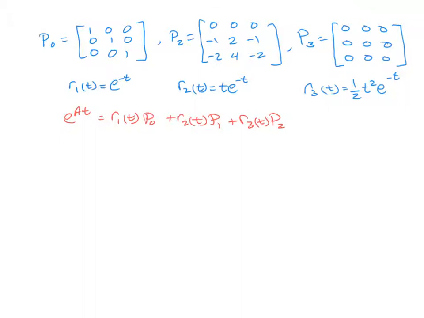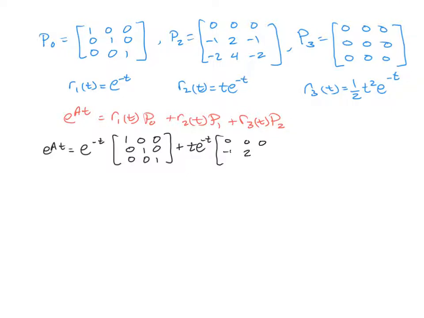Okay, so for the last step of this problem, we're going to go through and find the matrix exponential given the 3 p's and the 3 r's that we found earlier in the problem-solving process. So our e to the At is going to have our e to the negative t times the matrix 1, 0, 0, 0, 1, 0, 0, 0, 1, plus a t e to the negative t times the matrix 0, 0, 0, negative 1, 2, negative 1, negative 2, 4, negative 2, and then a 1/2 t squared times the 0 matrix.